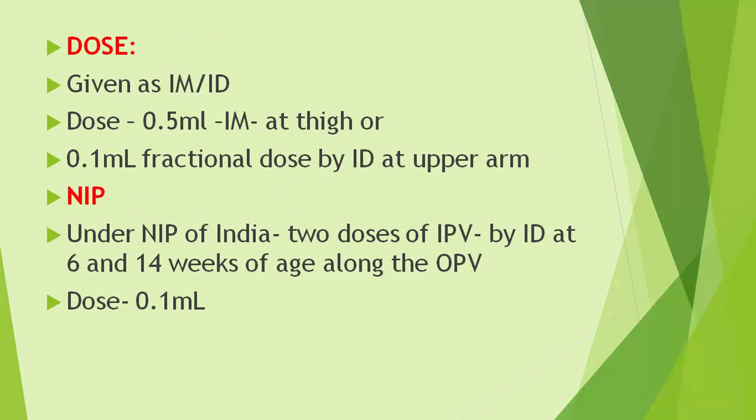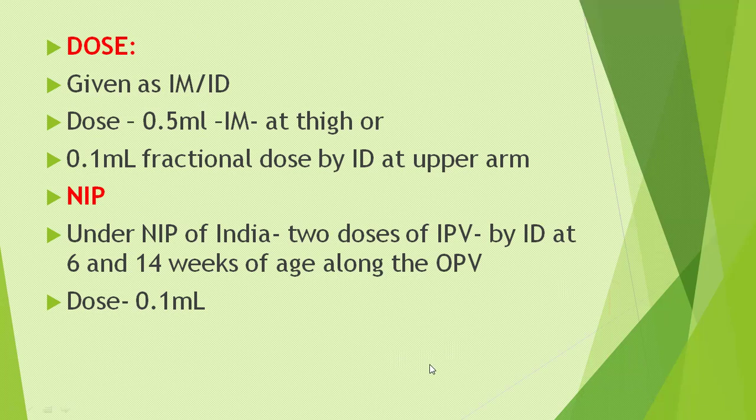How much is it given? Generally, it is given as either an intramuscular or intradermal injection. In the case of intradermal injection, generally we give 0.1 ml of FIPV, that is fractional inactivated polio vaccine. It is given at the upper arm. And in the case of intramuscular, 0.5 ml is given at the anterolateral side of the mid-thigh.